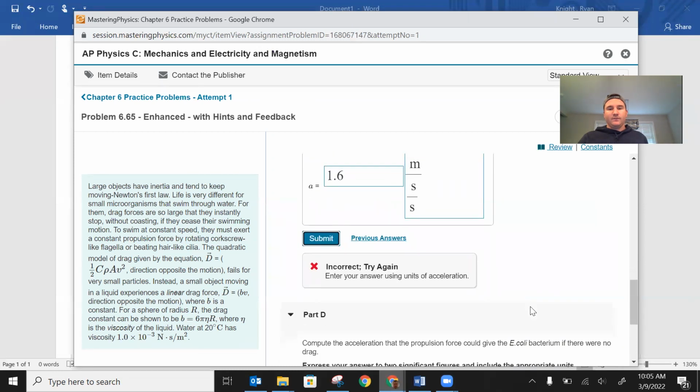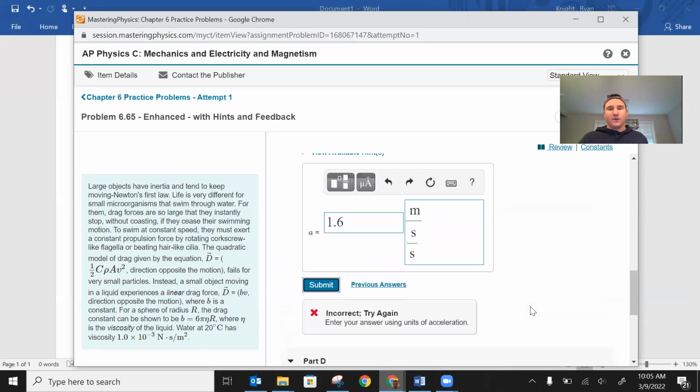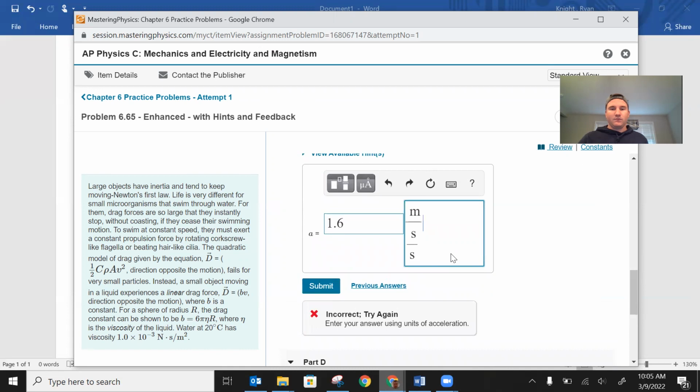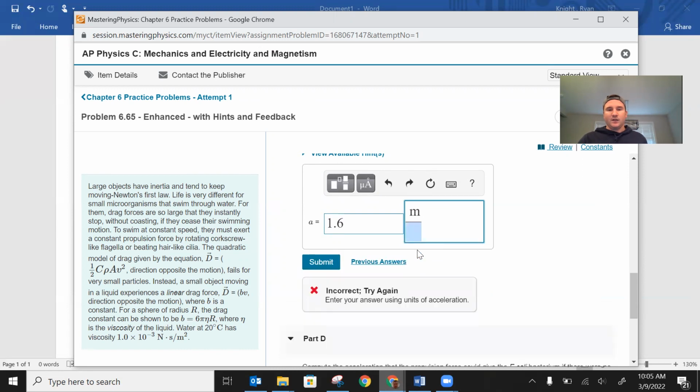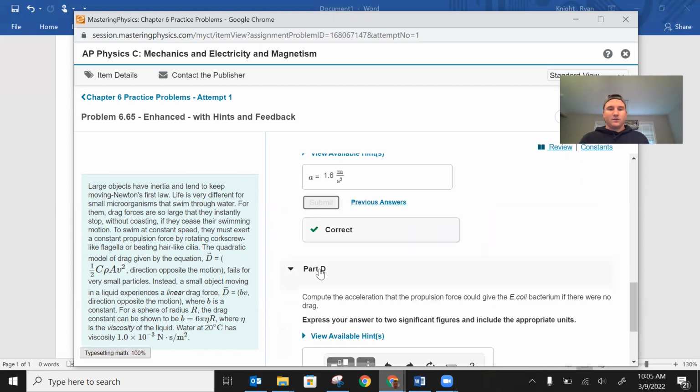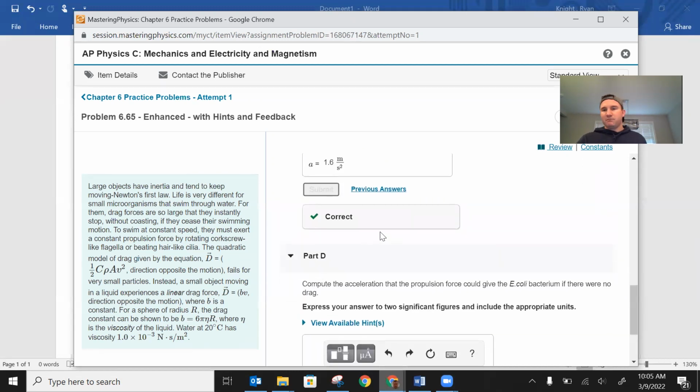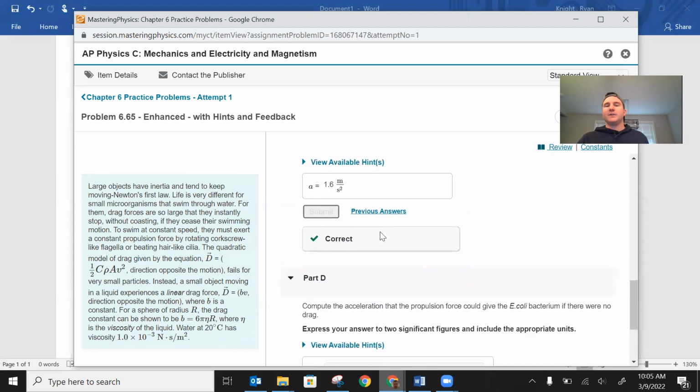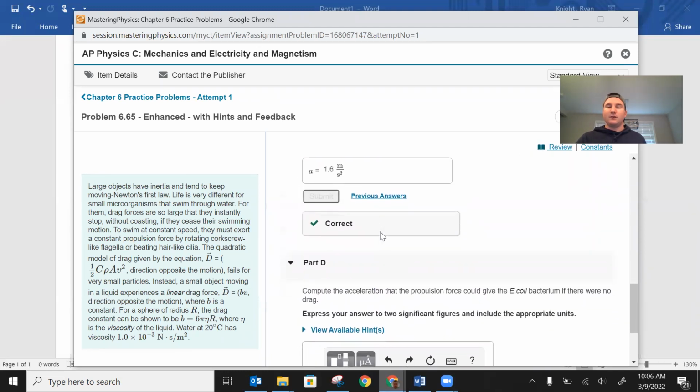Incorrect. It doesn't like my units. I guess it didn't like how I put units per second per second. That was messed up. It's meters per second squared, whatever.